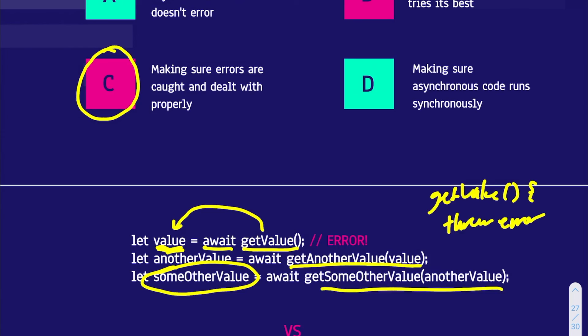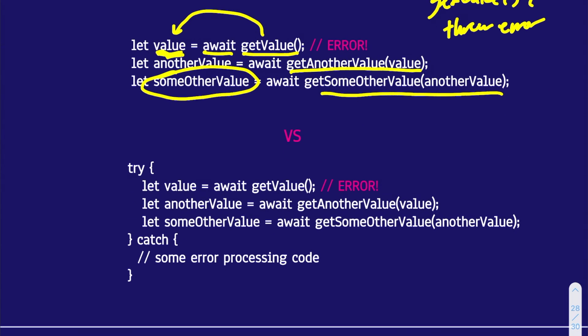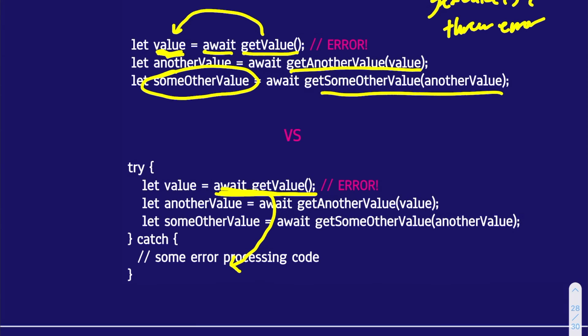So we've got to wrap this with a try catch. What the try catch does is, as soon as we get some sort of error here, we go immediately into the catch. Pretty useful, right? So we're not going to move on to lines 2 and 3 because we got some sort of error and we have to catch it and we have to deal with it.